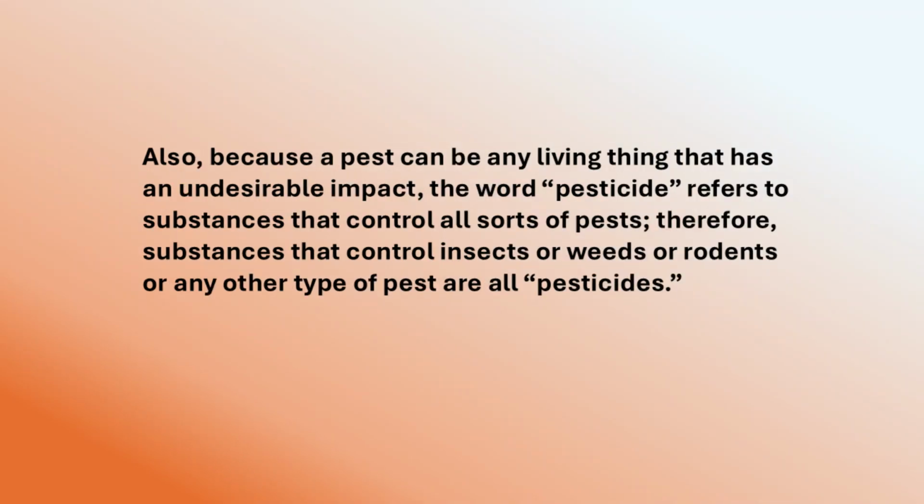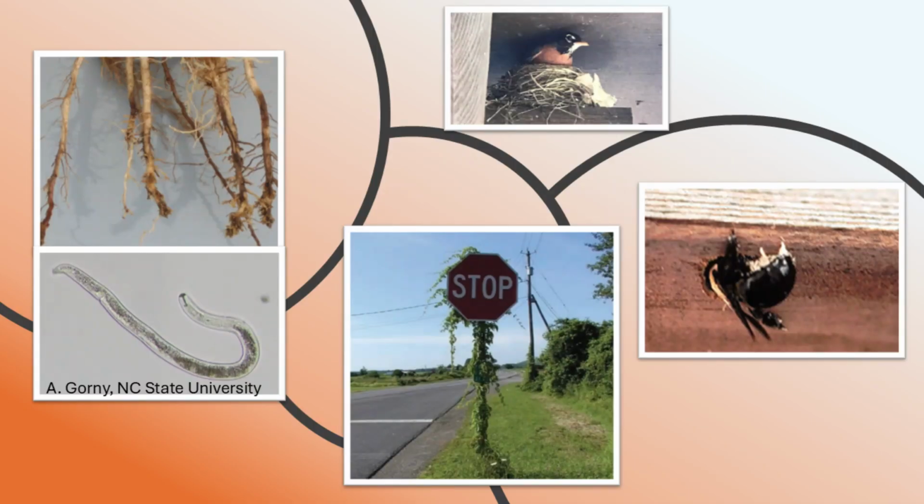Also, because a pest can be any living thing that has an undesirable impact, the word pesticide refers to substances that control all sorts of pests. Therefore, substances that control insects or weeds or rodents or any other type of pest are all pesticides. As you can see on the current slide, these are all examples of pests. Take a moment or two to identify each type of pest you're seeing on the slide here.